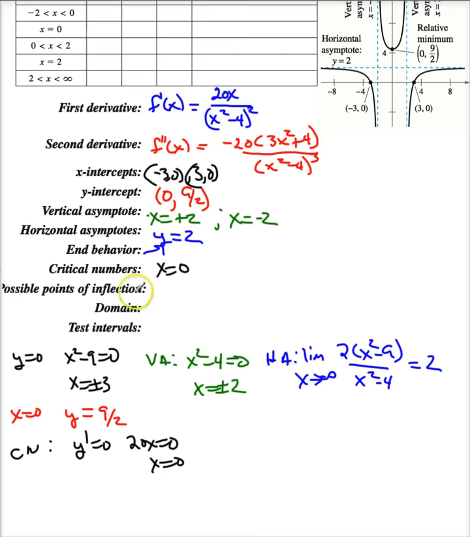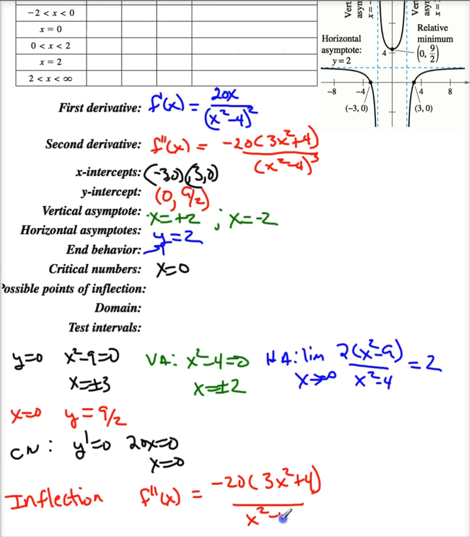What are possible inflection points? Possible inflection points occur when the second derivative is 0. Now, it turns out f double prime can never equal 0 because, let's look at the numerator. The numerator can never equal 0. So there are no possible inflection points. Let's look at the domain. The domain is all real numbers except where our vertical asymptotes are, x equal plus or minus 2.